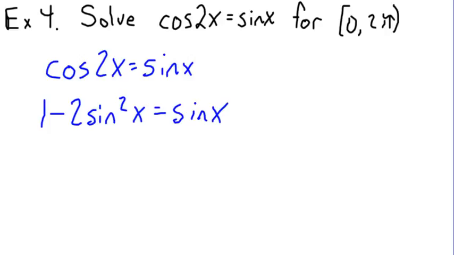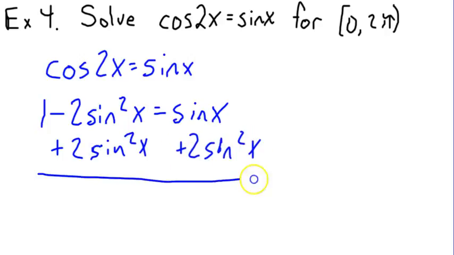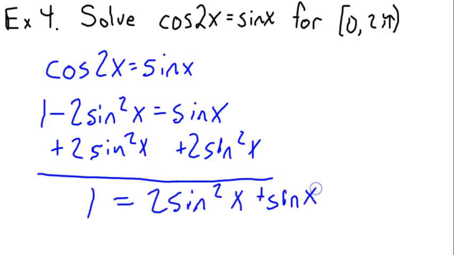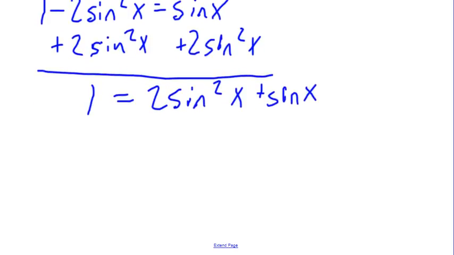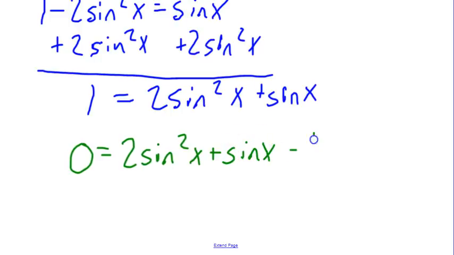And now we need to get everything to one side of the equation. I want to make it so my squared term is positive, so I'm going to add 2 sine squared x to both sides. And that will leave us with 1 equal to 2 sine squared x plus sine x. Now all we would have to do is subtract 1 to the other side. So we're going to get 0 equals 2 sine squared x plus sine x minus 1.